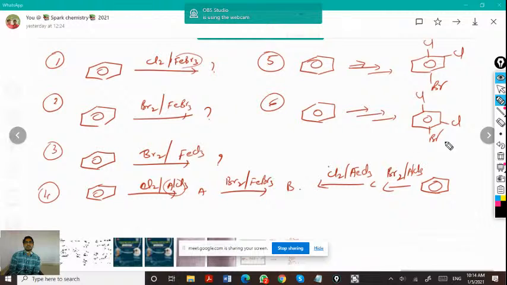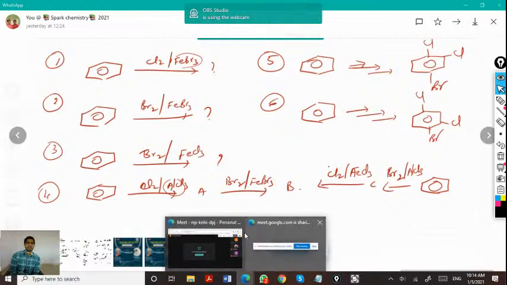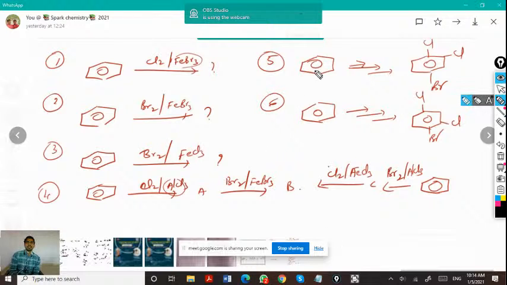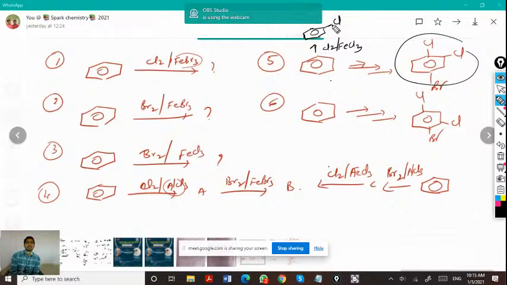So let's go with question number 5. Question number 5 is about the synthesis of dichlorobromobenzene. How to deal with this? If I do chlorination first, it's going to give chlorobenzene. If I further chlorinate it, it will give substitution at the para position.